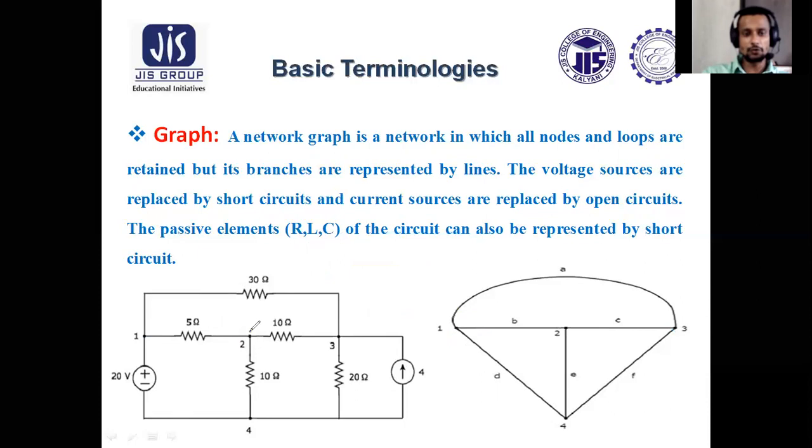Similarly, in between node 2 and 3, there is 10 ohm, so there is a short circuit. In between 2 and 4, there is another resistance, so short circuit. In between 1 and 4, another short circuit. In between 3 and 4, there is a 20 ohm. But this current source is nowhere placed here because a current source should be replaced by an open circuit. So this is how you can form a graph from a network.